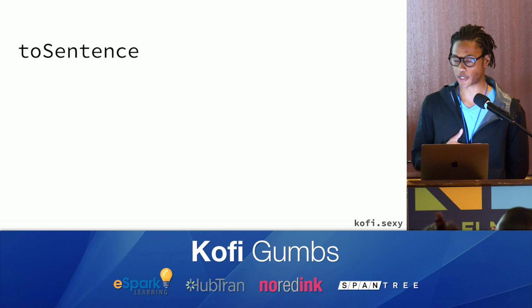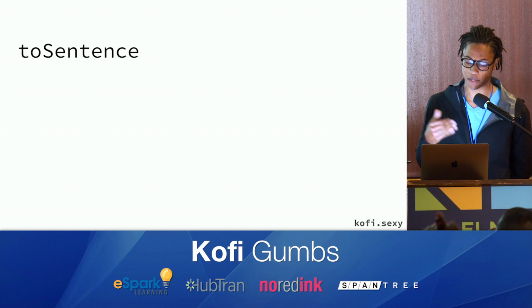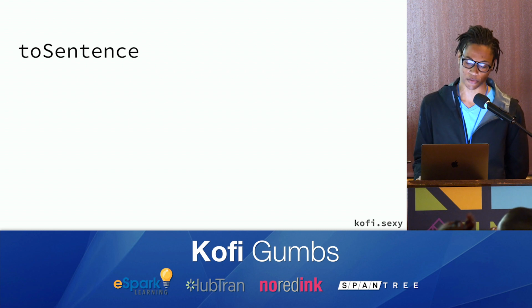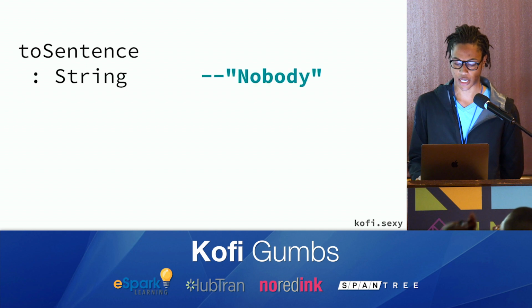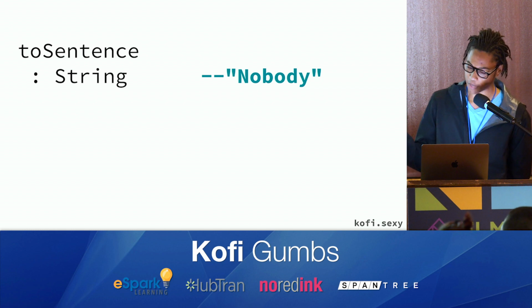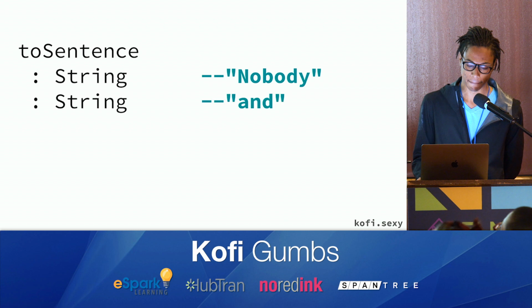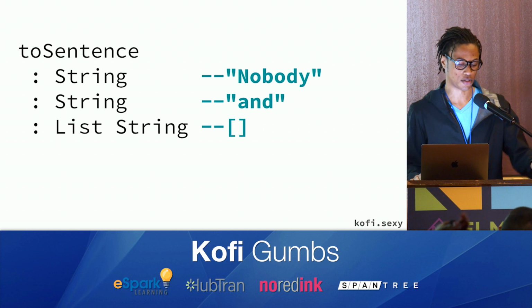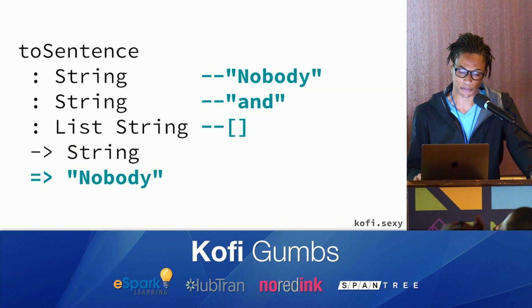So my story with this project starts when I came across this function in the HubTran code base. It's an Elm function that someone wrote. And it's based on a similar function in Rails, if you're familiar with that. The function takes 3 arguments. The first is a string. And in the demo example, I'm going to pass the string nobody into this function. The second string is a conjunction word, usually. And so we'll pass an and. And the third argument is a list of strings. And for the first test, we will pass an empty list.